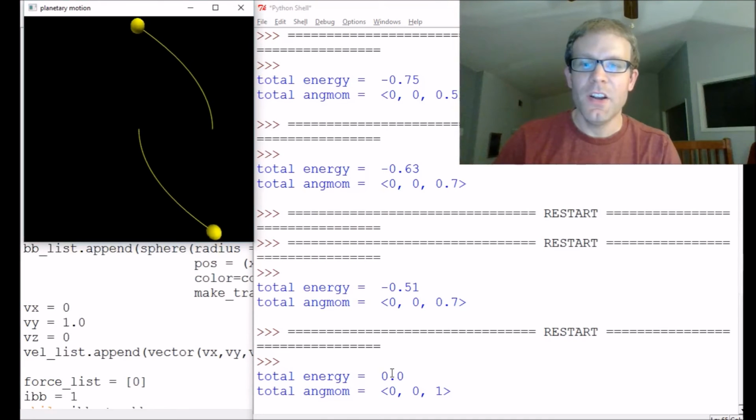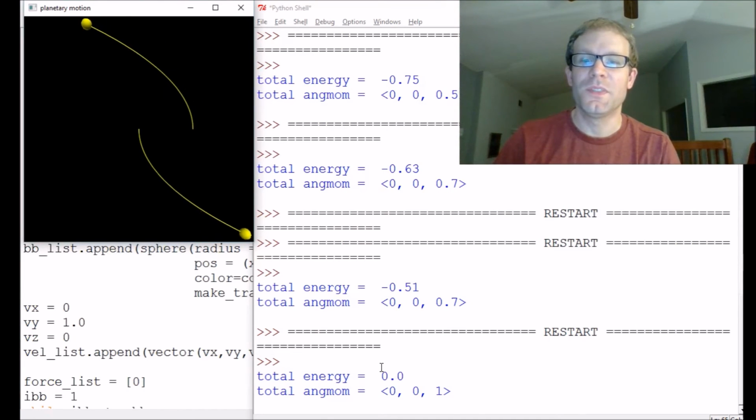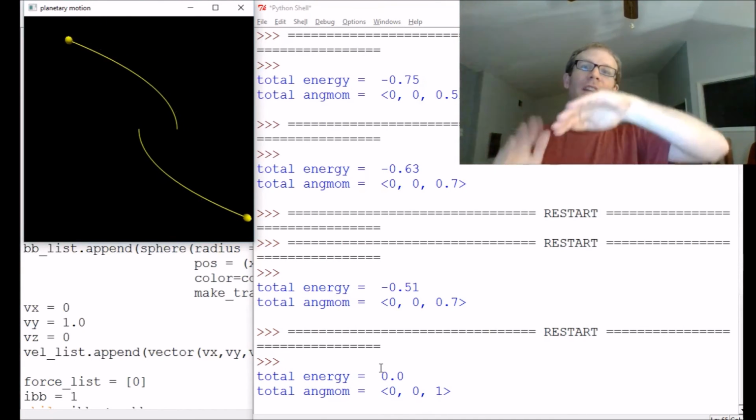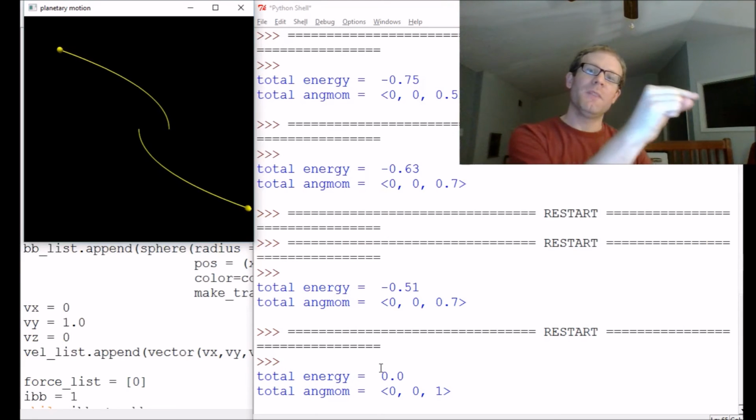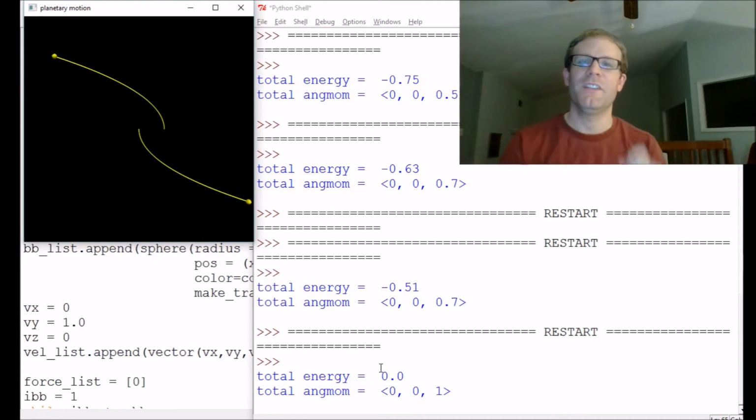You notice that the energy here, we've just hit energy equals 0. So at energy equals 0, these two things are able to scatter away from each other, and they just barely have enough energy to get away.